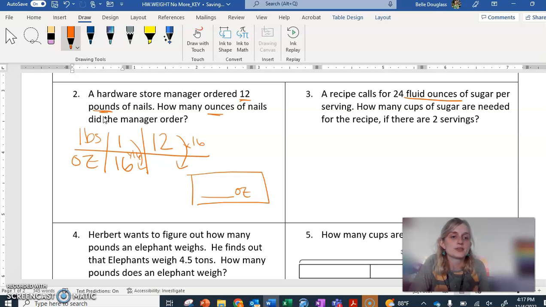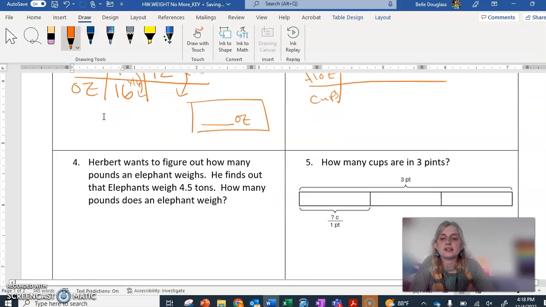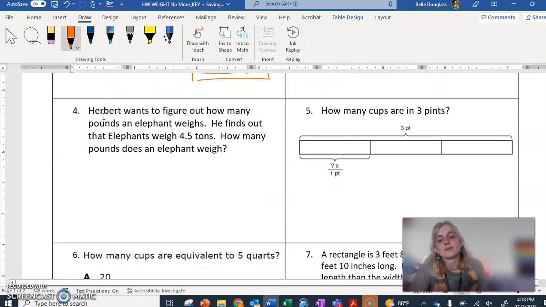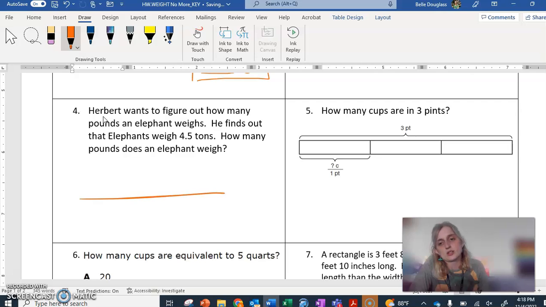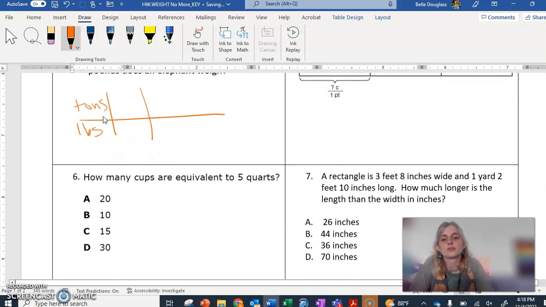Same deal here. You're going fluid ounces to cups. Look up your ratio. Fluid ounces to cups. Just because that is a decimal doesn't mean you can't do it. Tons to pounds. Look up your ratio. Cups to pints. Look up your ratio.